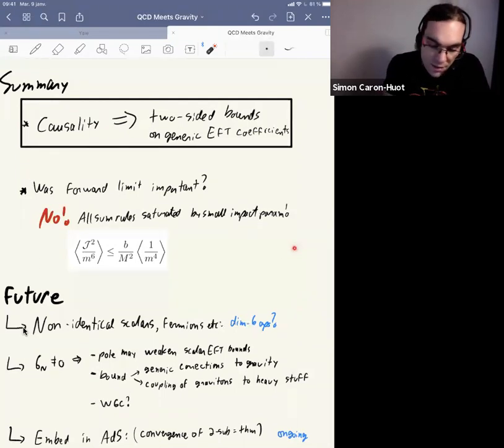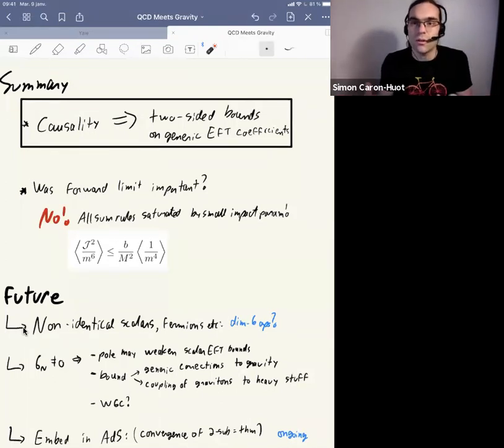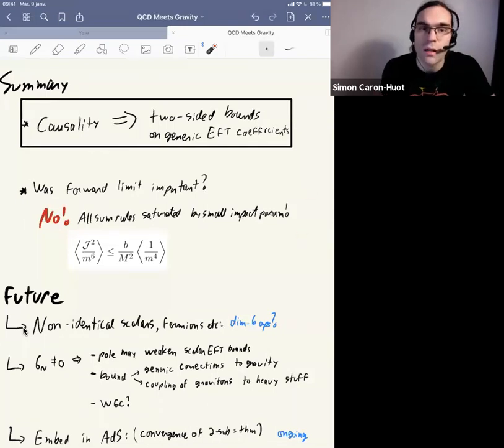And that means that we expect basically the same bounds to apply in de Sitter or AdS or other curved space-time. As long as you can do a localized scattering experiment around the scale of your EFT cutoff, you expect to get the same bound. So that's something that's very important to explore more.